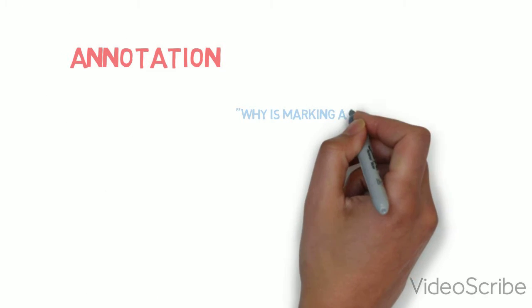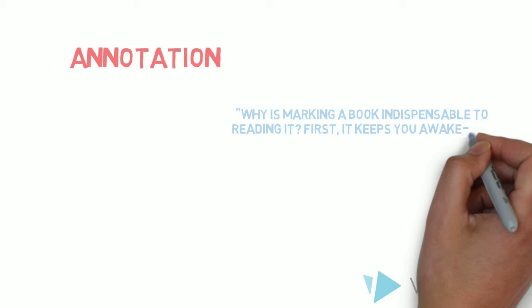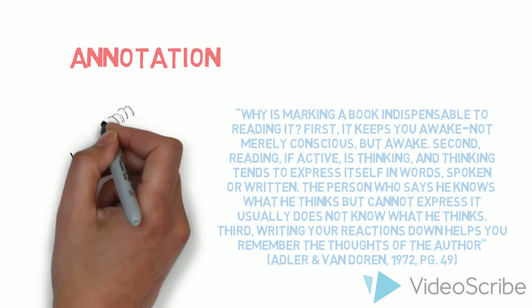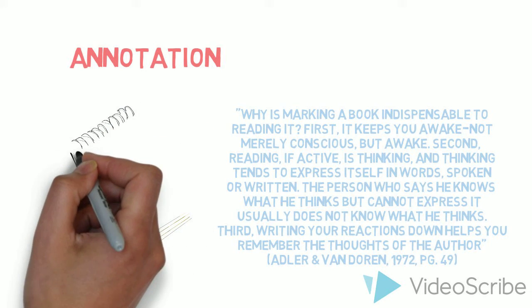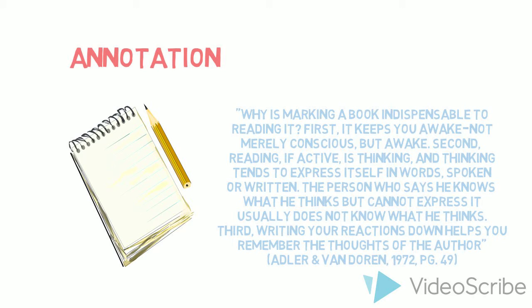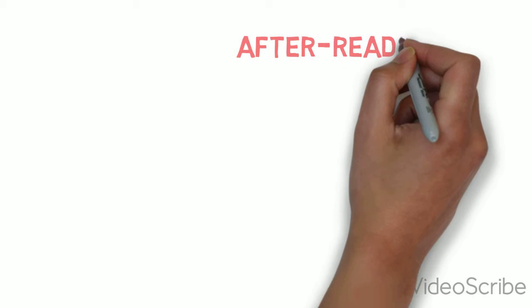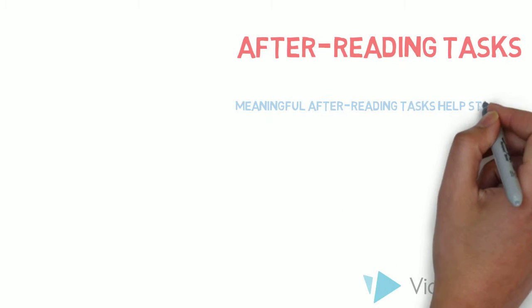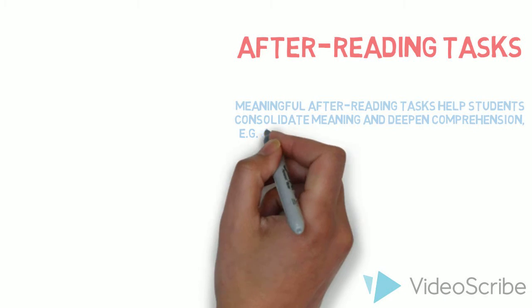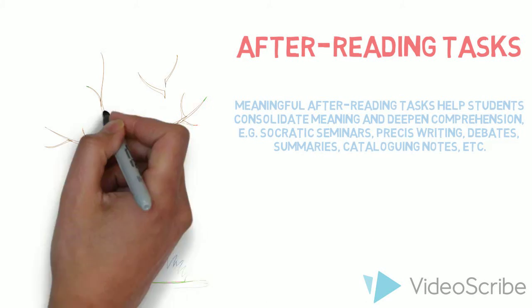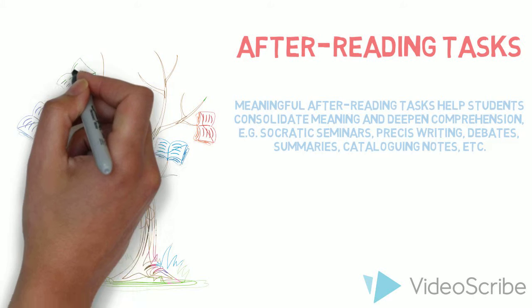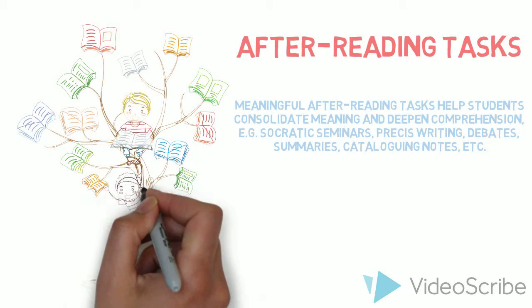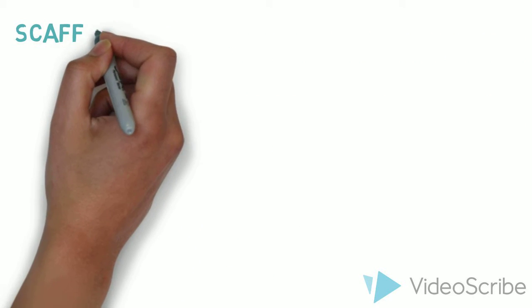Annotation. Making notes and taking the time to read with a pencil is indispensable to interacting with the text, as it allows students to revise their understandings and locate evidence quickly when they need it. After-reading tasks. As opposed to taking students away from the text immediately, after-reading tasks that require them to return to and use information from the text should be constructed to help students consolidate meaning and deepen their comprehension.